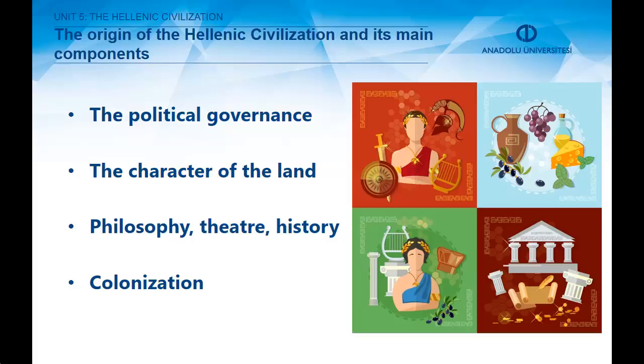The second is about the character of the land. In fact, the land on which the Hellenic civilization was settled had a mountainous topography, and this, of course, had some influences on the social structure of the civilization. In this sense, food production was the most critical need of people, and it was also the primary occupation of the people in this civilization.